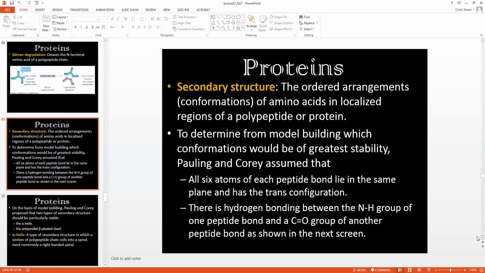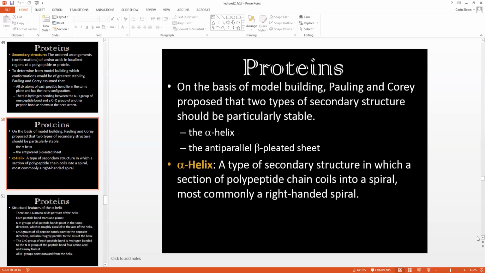In order to build a model of what would create the greatest stability, Pauling and Corey assumed that all 6 atoms of each peptide bond lie in the same plane and have a trans configuration, and that there's hydrogen bonding between the NH groups of one peptide bond and a carbonyl group of another peptide bond. On the basis of model building, then, Pauling and Corey proposed that 2 types of secondary structure should be particularly stable, an alpha helix and an anti-parallel beta sheet.